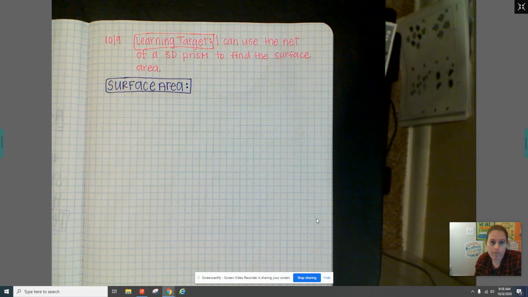So the learning target for today is that I can use the net of a 3D prism to find the surface area. And I'm going to go over all of that so it doesn't sound like it's written in another language. All right, I will go over what all those words mean and how to do it, okay? So we're going to start off with just defining what surface area means.